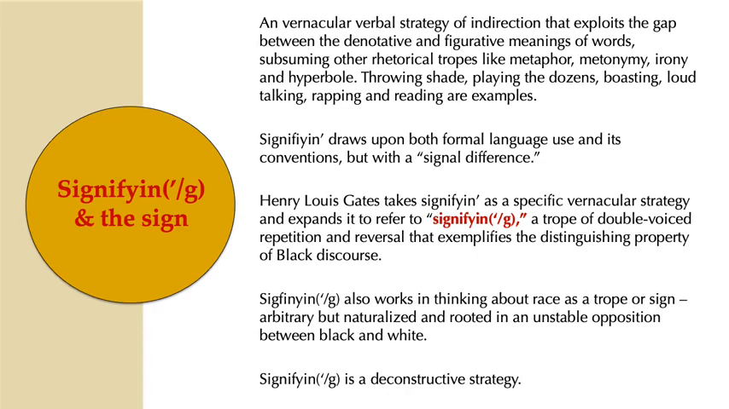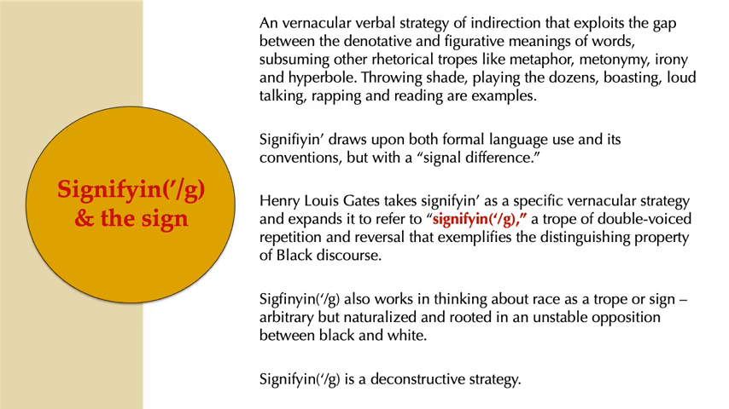It's also interesting because if we look at this more broadly in terms of Saussure's idea of language, we can understand that race itself is a sign or a trope, arbitrary but naturalized, and rooted in this unstable opposition between Black and white. And if we think about the way in which signifying as a cultural or expressive strategy destabilizes opposition, then we can see it as fundamentally deconstructive.